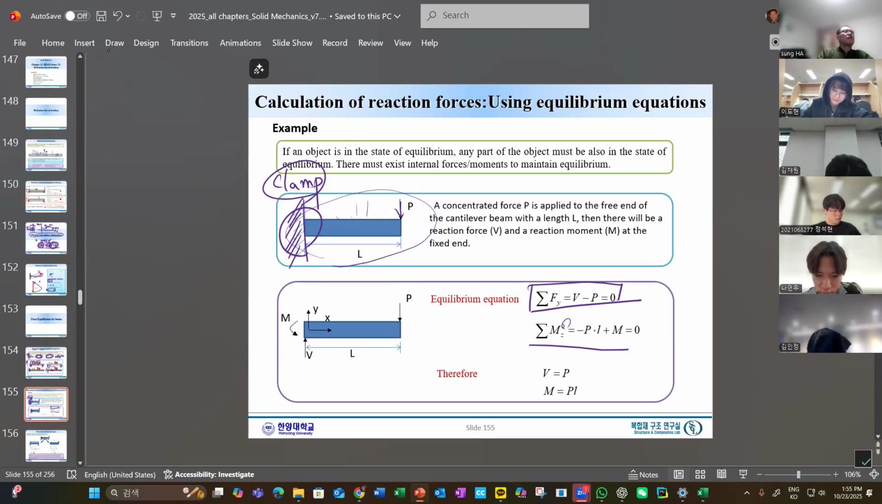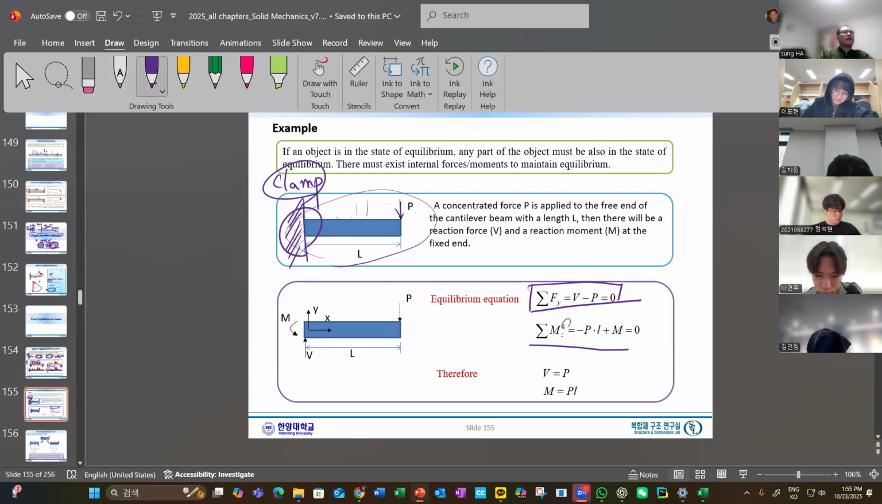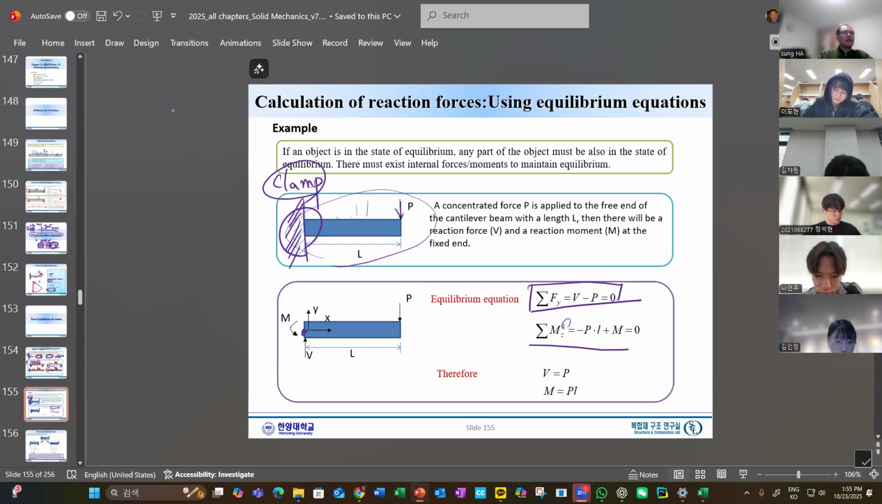We simply consider here the moment over here. Okay, so the moment here, this P would cause a moment. See, moment is always plus like that. So with respect to here, this P would generate this much load in the negative direction. So that's P times L.